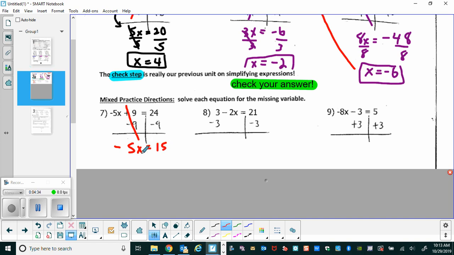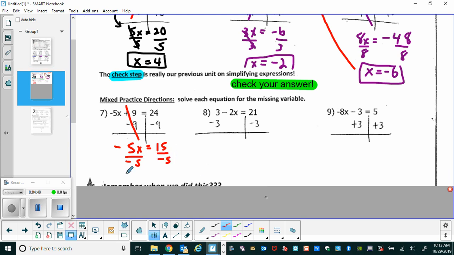Now for your next step, you're going to divide both sides by this coefficient. And now the coefficient of x is a 1 on this side. Negative divided by negative is positive 1, so we get just x over here. And here we've got 15 divided by a negative 5 is going to be a negative 3. All right, you can mentally check real quick by plugging it in. A negative times a negative is going to be a positive 15, and 15 plus 9 is 24.